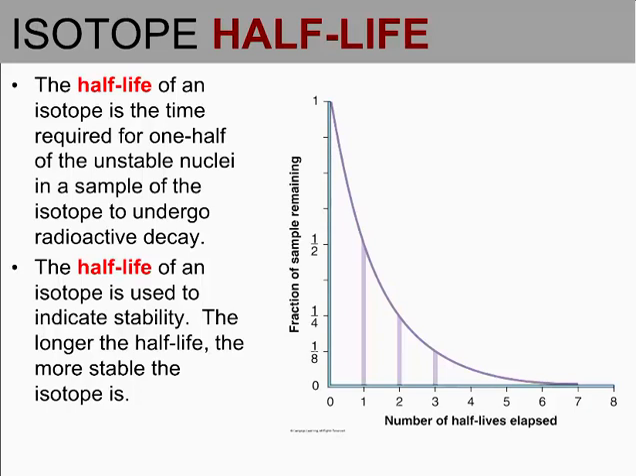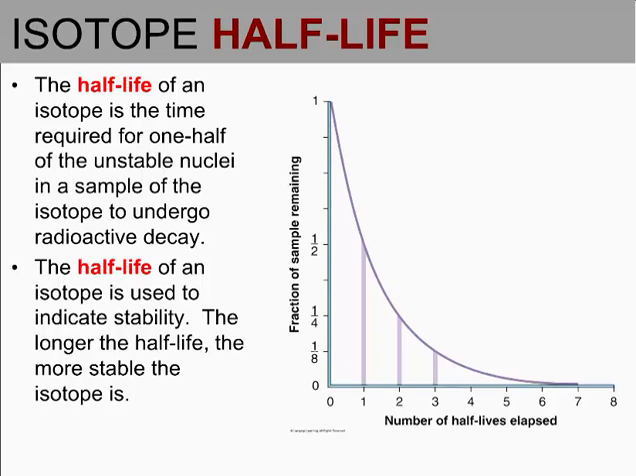So remember that isotopes that are unstable go through either alpha decay or beta decay or maybe positron emission or electron capture. And during that process, the isotope is converted into an isotope of a different element. So over time, a sample of a radioactive element is going to decrease in amount. So the half-life of an isotope is the time required for 1/2 of the unstable nuclei to undergo radioactive decay.